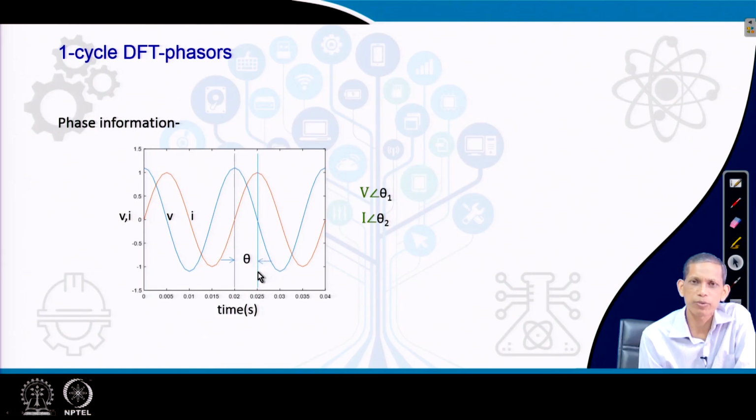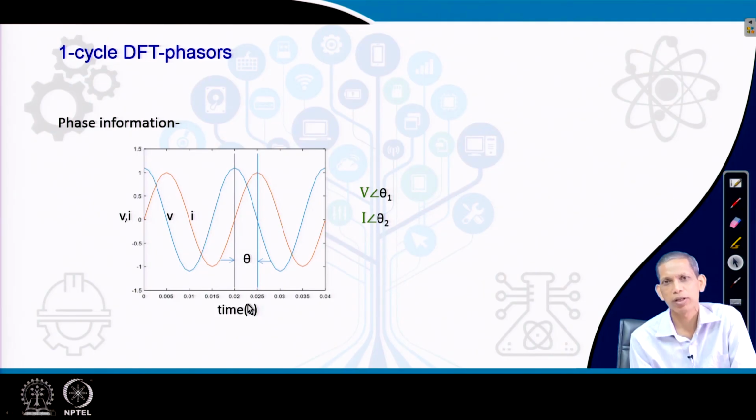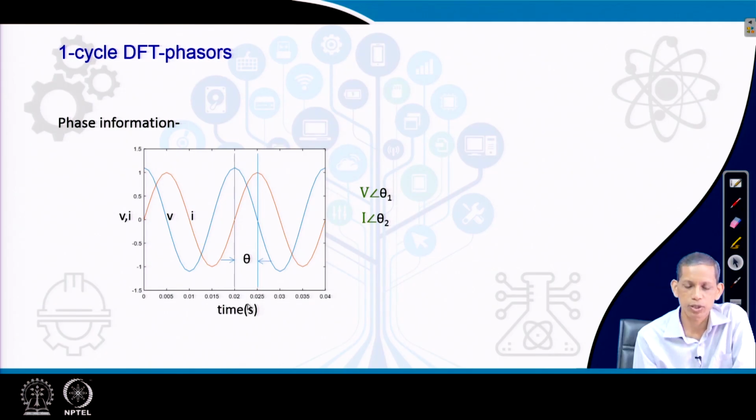This phase information is very important in relay applications like directional relaying and many others. Both magnitude and angle are used in distance relay applications and so on.